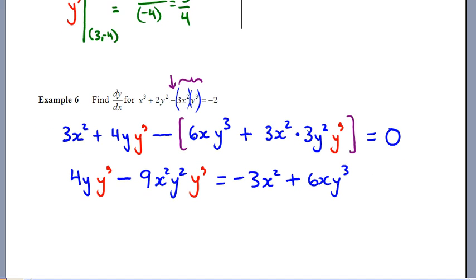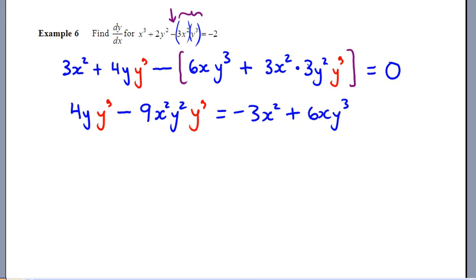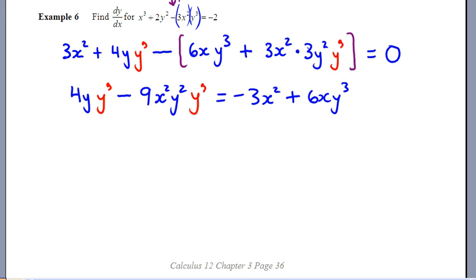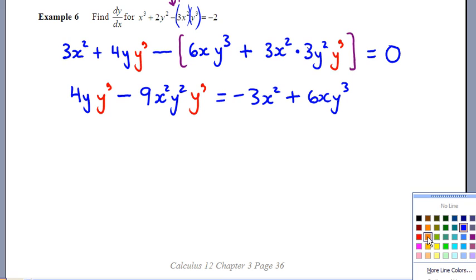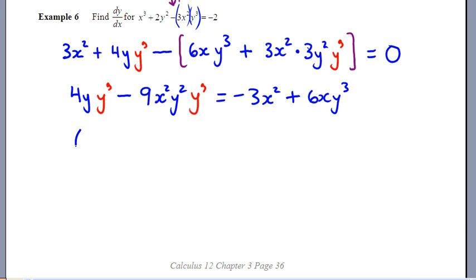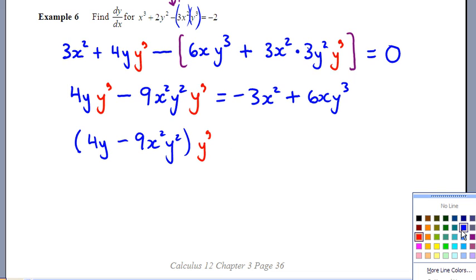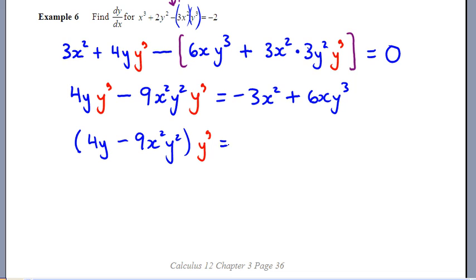We want to get those y primes together into a single answer. So we're just going to factor it. Okay, we'll factor a y prime out. And we're going to have 4y minus 9x squared y squared. And it doesn't matter. It's personal preference. Do you want to factor the y prime out on the front, or do you want to factor it out on the back end? It doesn't really matter at all. Some people like to write it like this. They can think of that as being a coefficient, that blue stuff in front of the red y prime.